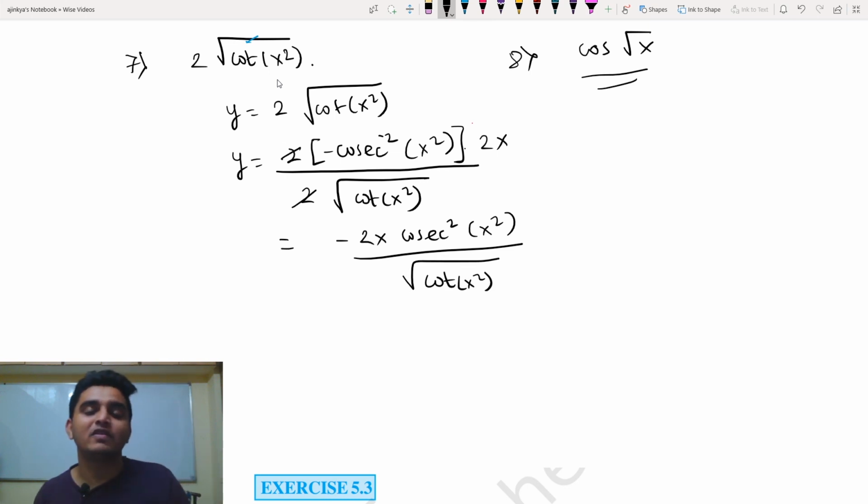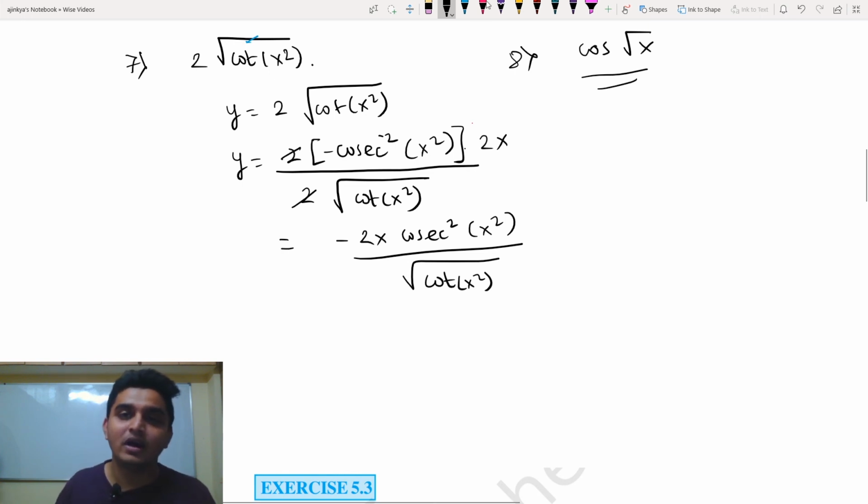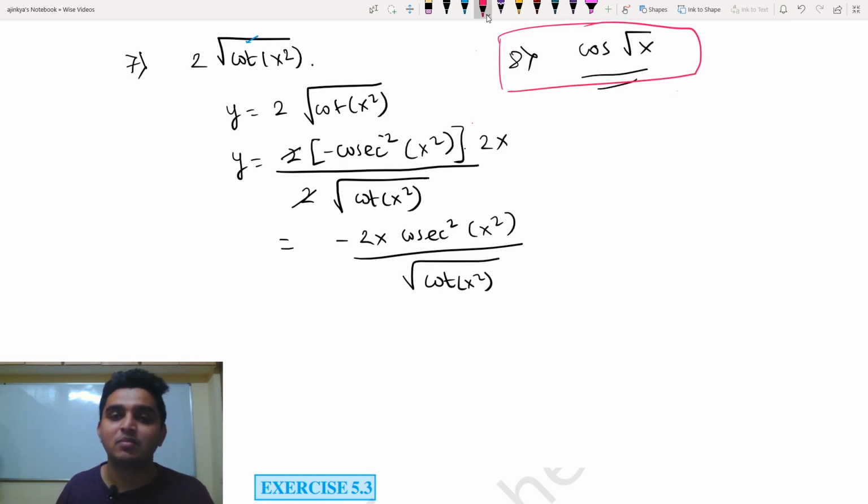So in this way you can solve the questions from exercise 5.2 very easily. Now I would like you to do me a favor by solving this 8th question, and if you find the answer, please write down your answer in the comment section, or you can just write done in the comment section.